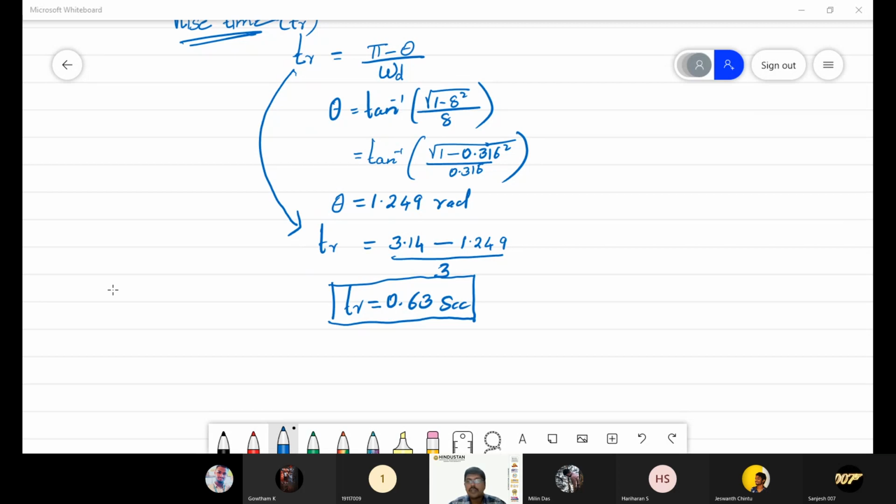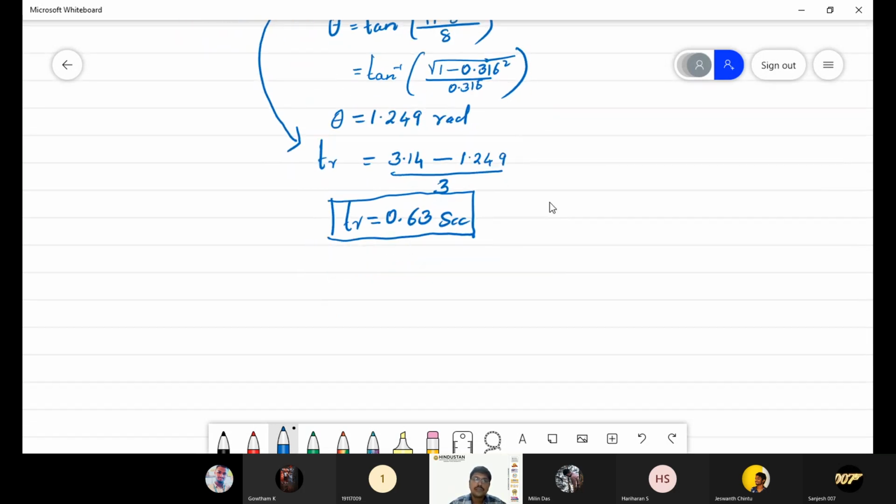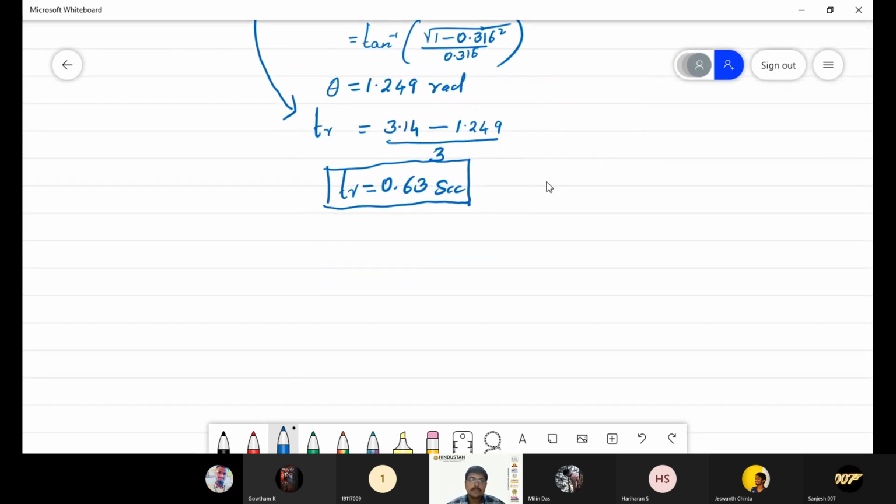Also, we derived the formula for the percentage overshoot. That means next to the reference, how much peak it is going. That we called the peak overshoot. So let us calculate the peak overshoot also next. Shall we move to the next one?